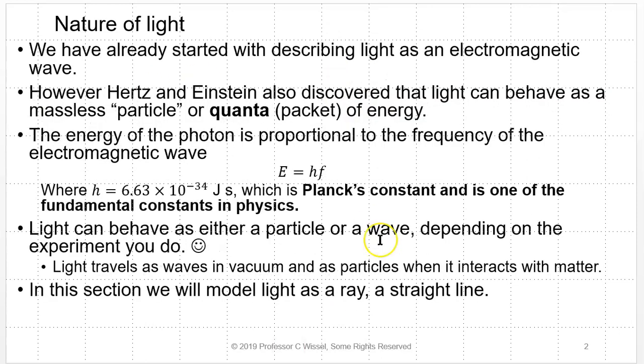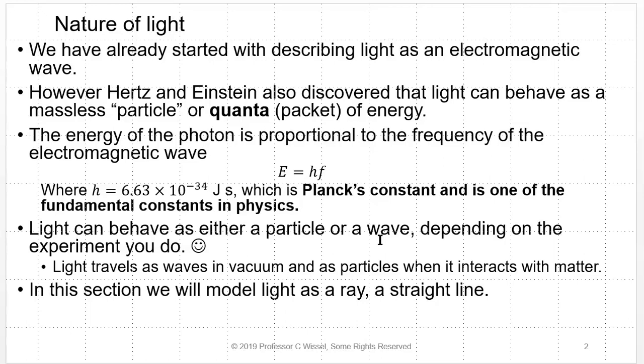We've already just started with describing light as an electromagnetic wave. However, Hertz and Einstein also discovered that light can behave as a massless particle or quanta packet of energy. The energy of the photon is proportional to the frequency of the electromagnetic wave, and the equation of this is the energy equals h times f. H is Planck's constant, 6.63 times 10 to minus 34 joules seconds. This is one of the most important fundamental constants of physics.